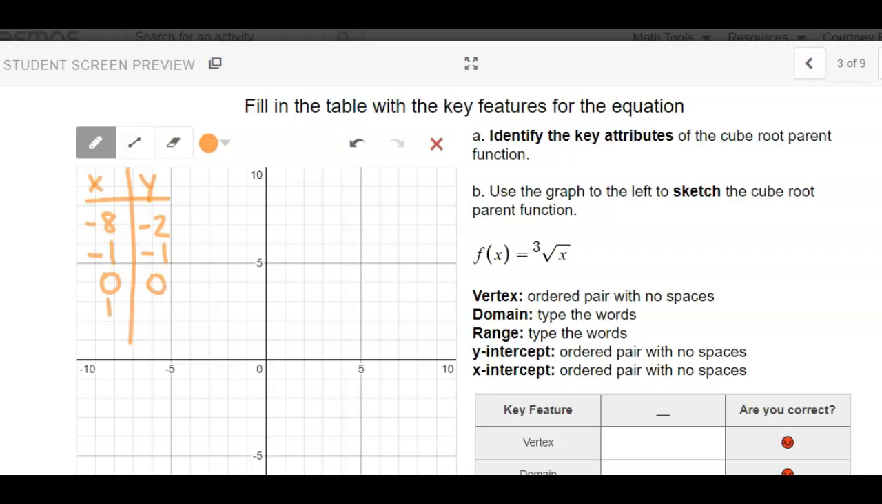The cube root of 1 is 1. The cube root of 2 is not a nice pretty number, so I need to go to the next thing that I can cube root. So I want to cube root 8. The cube root of 8 is 2.